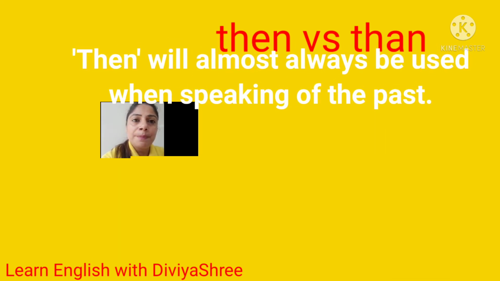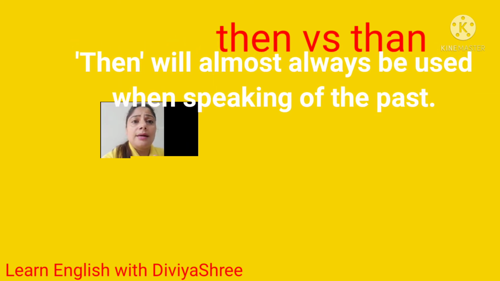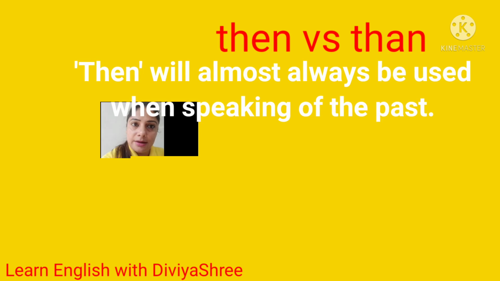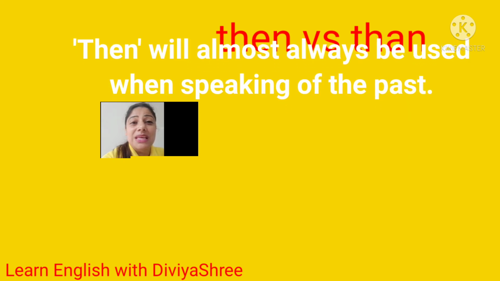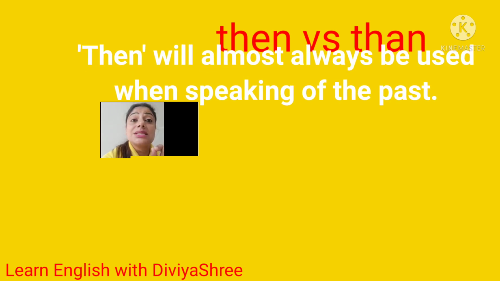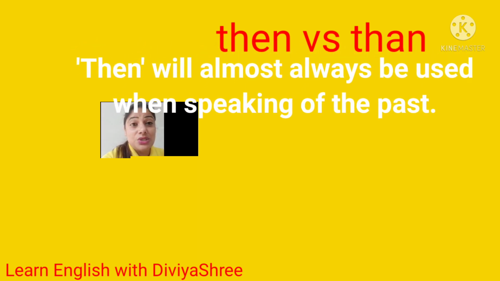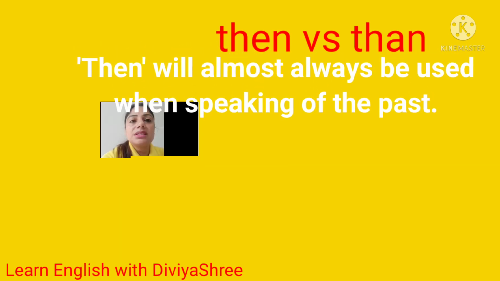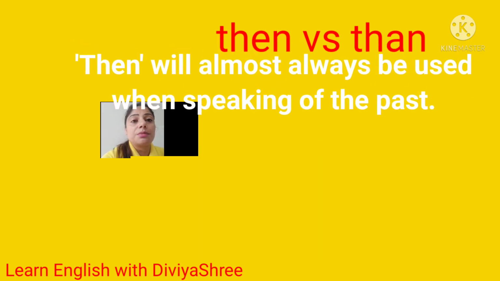Okay, now in a very easy way, I'm going to explain how you can differentiate between "than" and "then." As they are homophones, in spoken English you can't tell whether you are speaking "than" or "then," but your understanding of the context makes it clear which one the person is using. Are you getting my point? Now let me explain in an easier way.